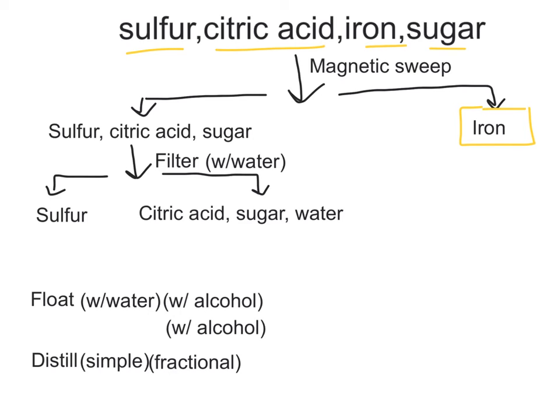But I don't want that water to be there. I just want my citric acid and sugar. And I also need to separate the citric acid from the sugar, but I really can't deal with that till I get that water out of there. So I'm going to use a simple distillation. A simple distillation will boil that water away, leaving my citric acid and sugar behind.